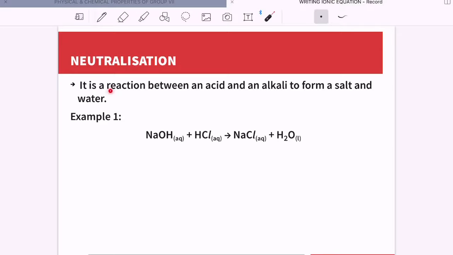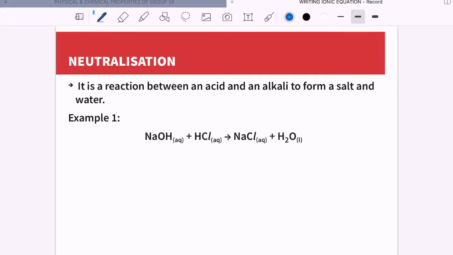Neutralization. It is a reaction between an acid and an alkali to form a salt and water. Example 1: we have sodium hydroxide and hydrochloric acid to form sodium chloride and water. Before you write down the ionic equation, make sure the equation is balanced.